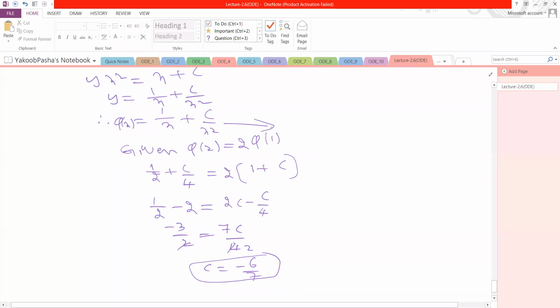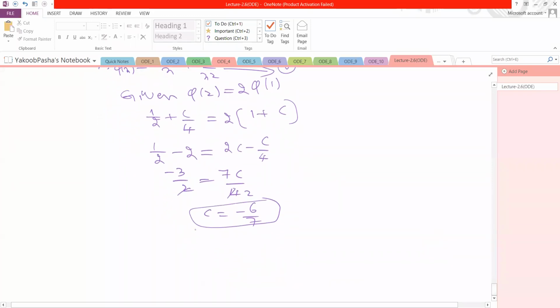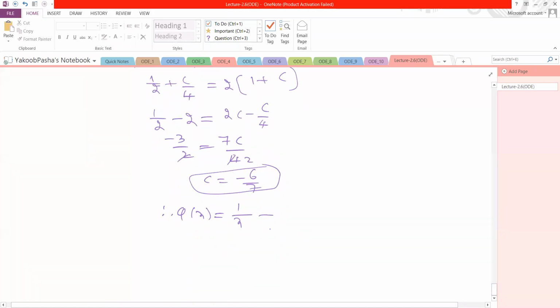Substituting in this, we get phi of x is equal to 1 by x minus 6 by 7 x square, with c equal to minus 6 by 7. This is the particular solution of the given differential equation. Now we can apply the boundary conditions.